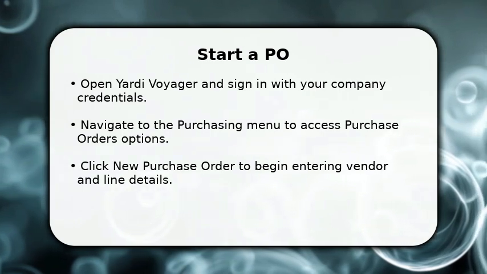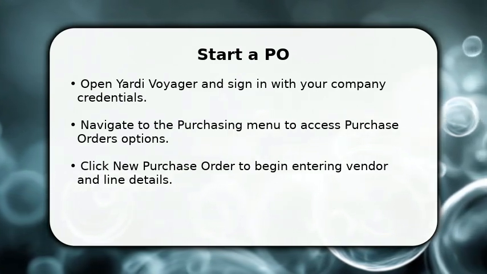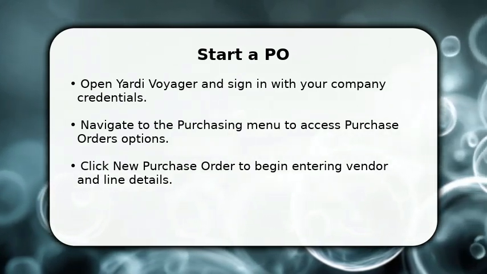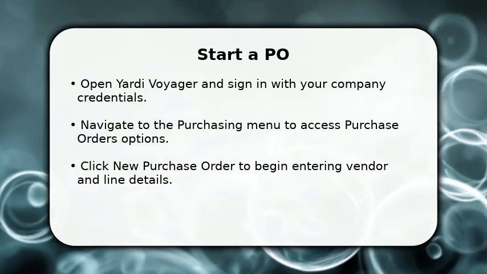Verify quantities, unit prices, and tax codes before saving the PO. Finally, review the approval routing and submit for approval so the purchasing process moves forward smoothly.